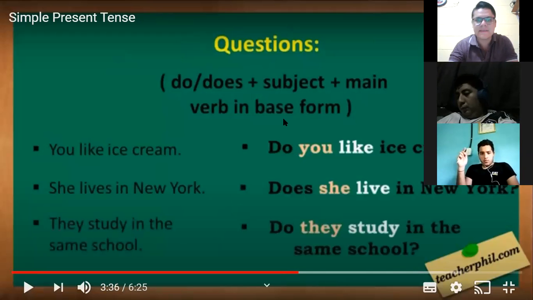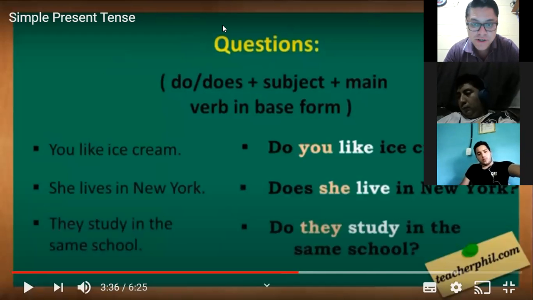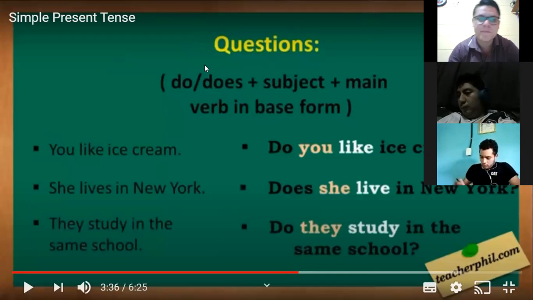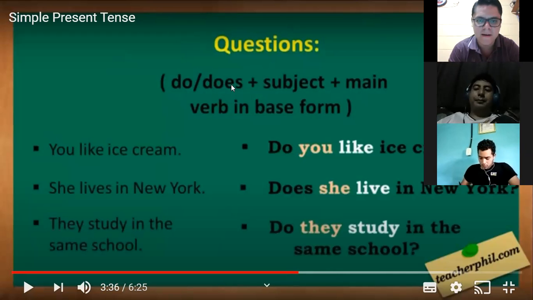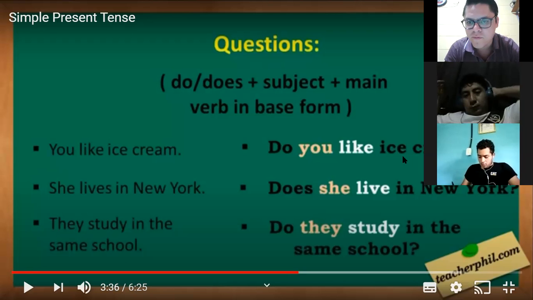Okay. And this is the structure for questions. You use do or does, which is the auxiliary. Remember, you use do for I, you, we, and they. You use does for he, she, and it. So, you like ice cream. This is a sentence. How can you make this sentence into a question? Do you like ice cream? This is the question. Why do? Because you have you. Do you like ice cream?